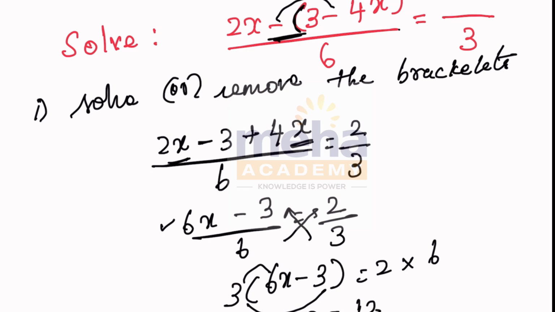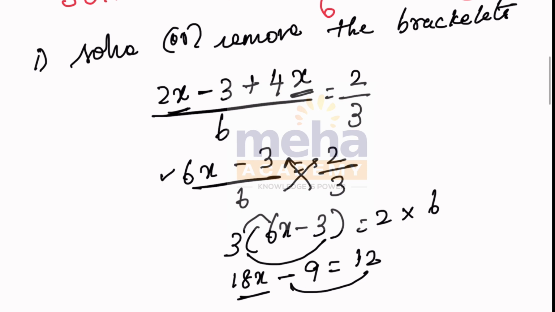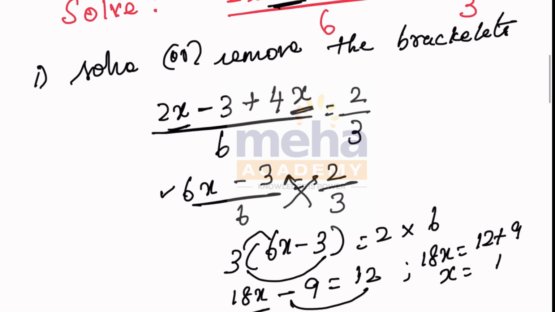So I need only 18x. So I bring the minus 9 to the other side. It becomes 18x is equal to 12 plus 9. When it goes to the other side, it becomes plus 9. So x is equal to 12 plus 9 is 21 over 18.